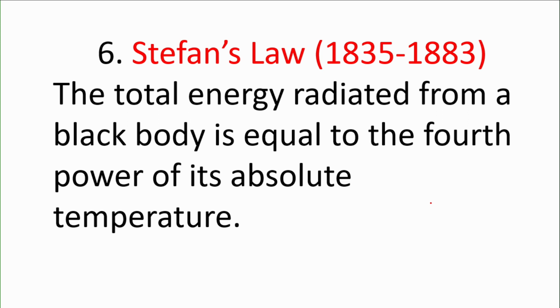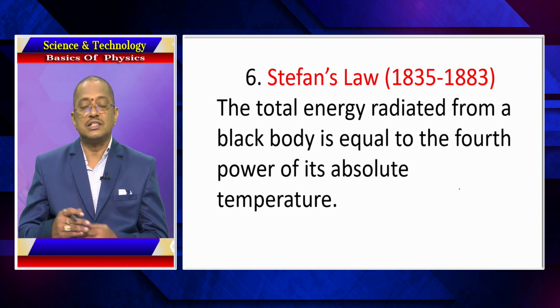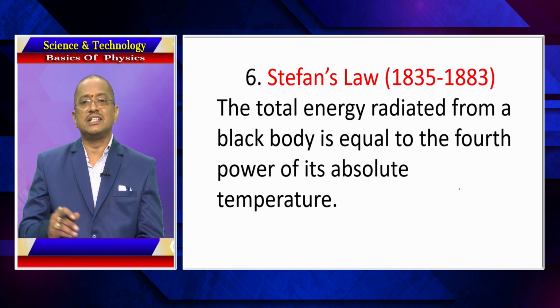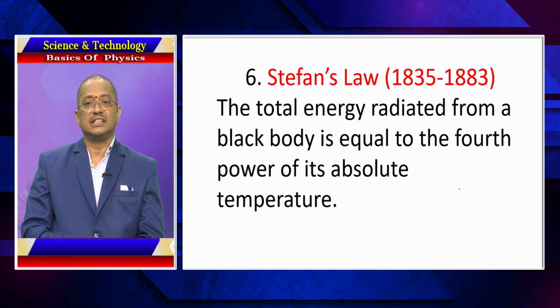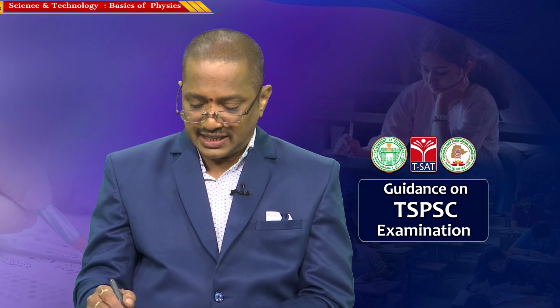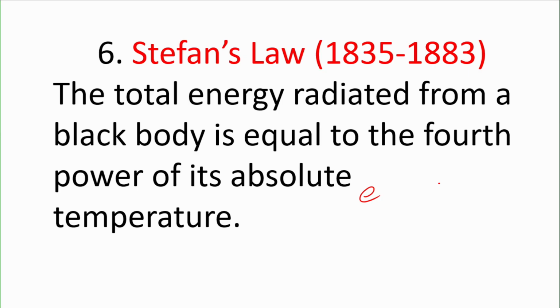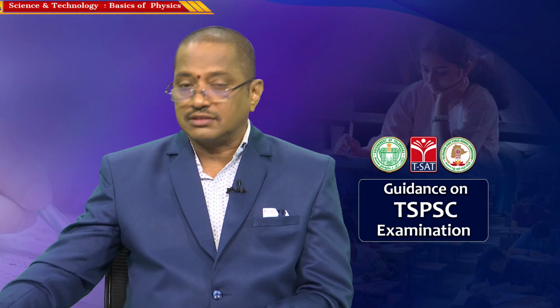Now, the next one, Stefan's law, 1835 to 1883. The total energy radiated from a black body is proportional to the fourth power of its absolute temperature. So, if the energy radiated from a black body is E and the absolute temperature is T, then E is proportional to T to the power of 4. This is called Stefan's law.